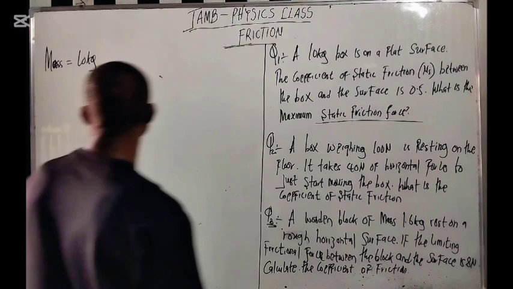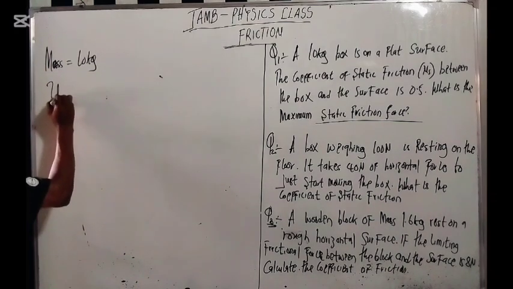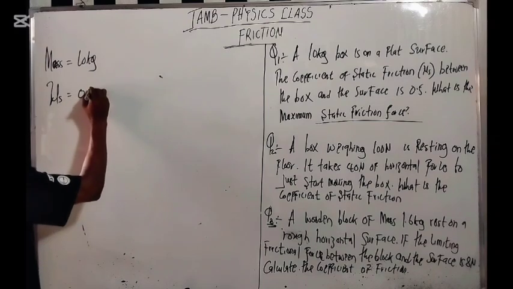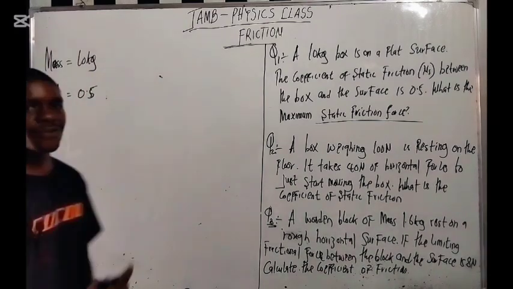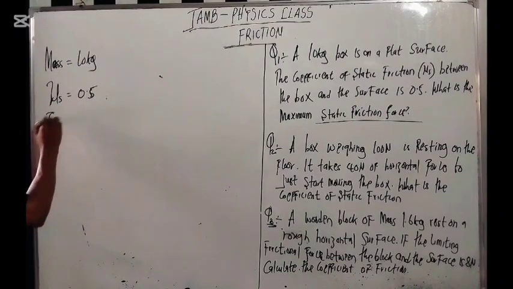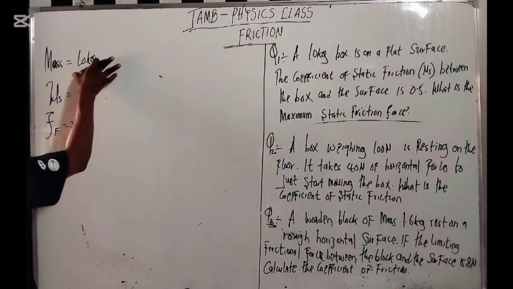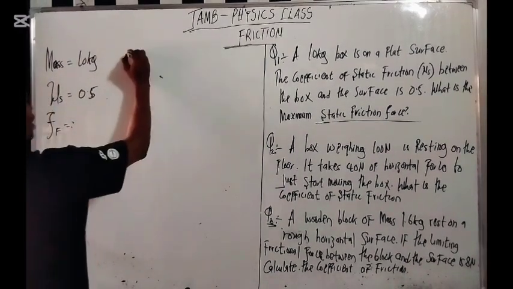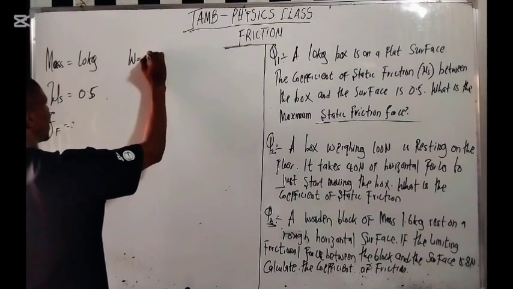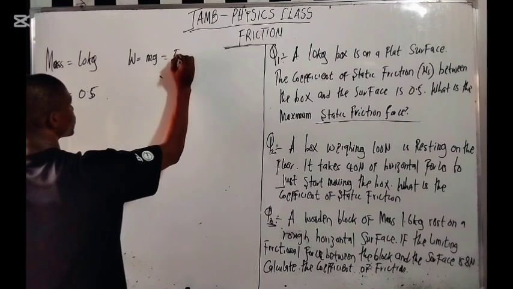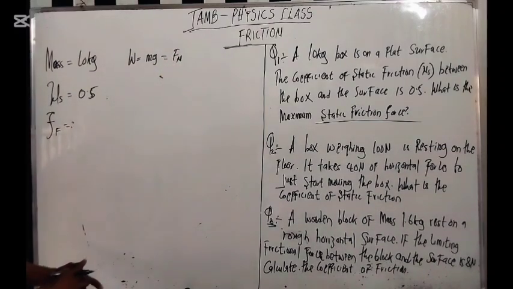And coefficient of static friction here is 0.5. Now remember, coefficient of static friction does not have units. There's no units. Now they ask for the frictional force. Of course, we have to calculate the normal force, which is the weight, right? So the weight, the normal force.